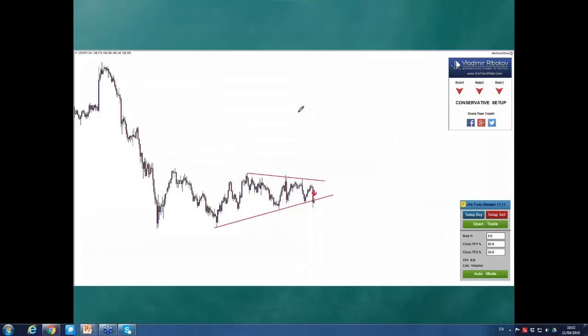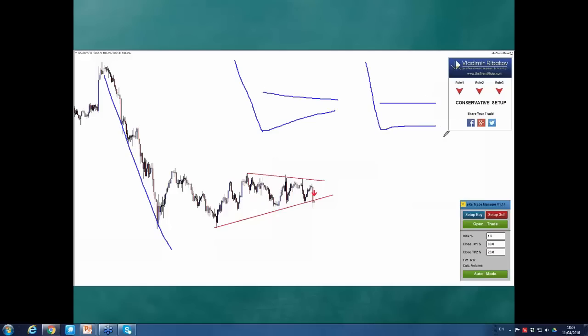And I love range. I love one move like here. After that, I love range. I love triangles. I love ranges like that. I really do. If you can clearly put it inside and you have a breakout out of that, followed by conservative, you will make money. That's all. Is that a good one? It's a perfect one. Classical.